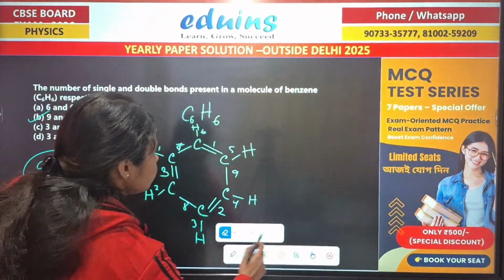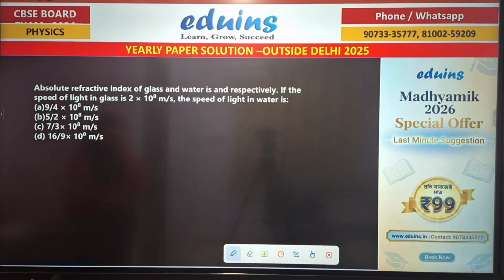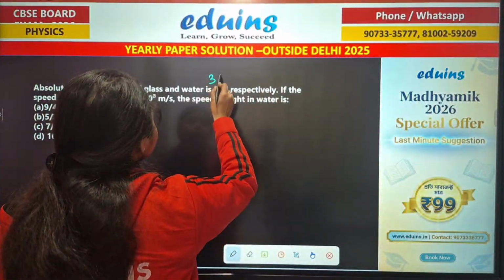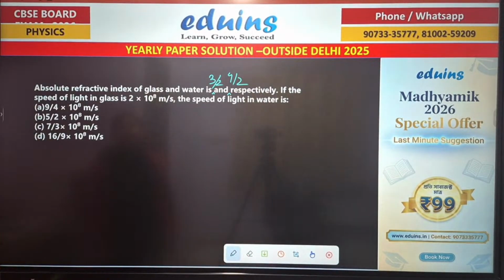So, we have to solve the numeric. Absolute refractive index of glass and water is, and respectively, what? Okay. I have to complete the question. Okay. 3 by 2 and 4 by 3 respectively. Okay. So there is 3 by 2 and this is 4 by 3 respectively. So what will be the question? Absolute refractive index of glass and water is 3 by 2 and 4 by 3 respectively.